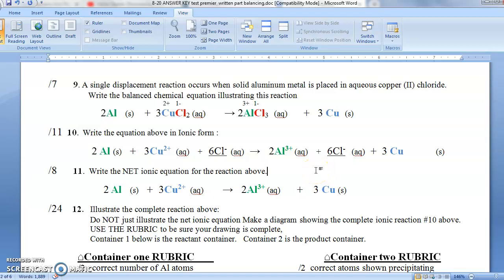In the next video, we'll show you how you can get the net ionic equation out of this. Hopefully these help videos are offering you some help here. The third video will pick up with number 11.